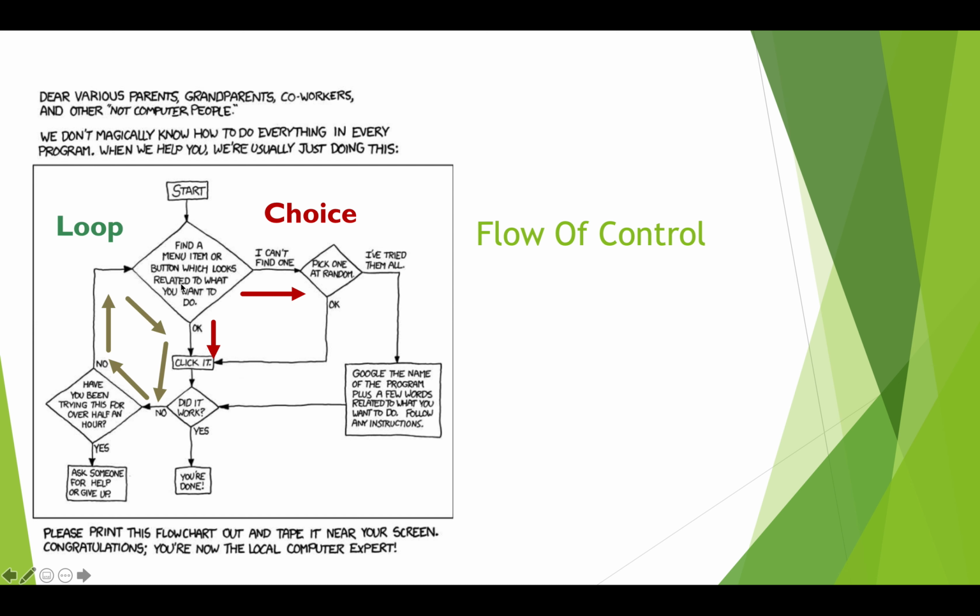But there's also a loop in this flowchart. So if we click the button and it didn't work, and we've been doing this for less than half an hour, then we might want to try another button. Click it. If it didn't work, still haven't been doing it for more than half an hour, try another button, etc. And so there's this idea of repetition, doing things over and over again.